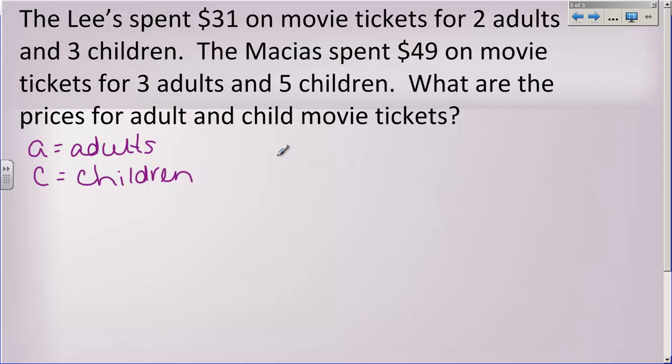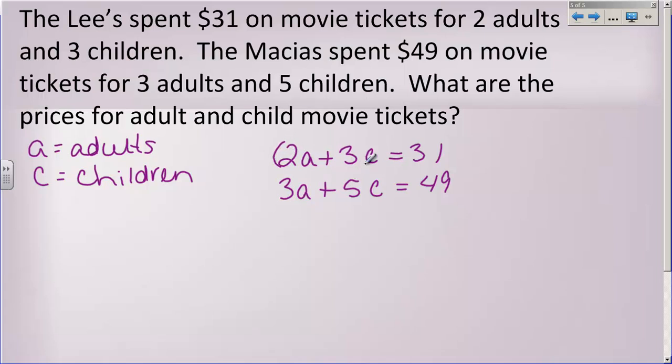And so we're going to have to write 2 equations. The Lees had 2 adults and 3 kids. It's $31. And then the other family had 3 adults and 5 children for $49. Again, this is another one of those where I don't have opposites and I don't have coefficients that match. So I'm going to have to multiply both things by something so I can get opposites and matching coefficients. 2 times 3 is 6 and 3 times 2 is 6, so my least common multiple here is 6. It's smaller than my least common multiple here, which is 15, so that's what I'm going to do.